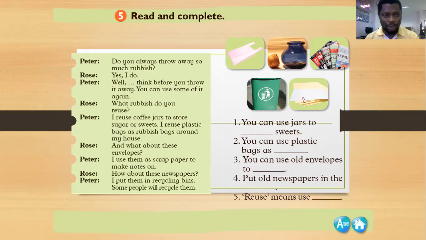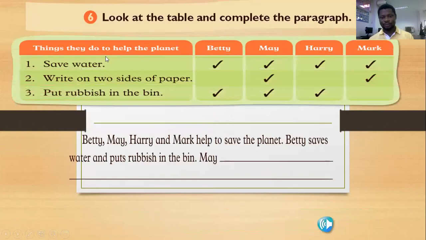I hope you took note of their answers and you have written them down. Now with that, let us go to our next slide. So here we are going to complete this table. Save water, things they do to help the planet. Betty, May, Harry, Mark. Write on 2 sides of paper, put rubbish in the bin.